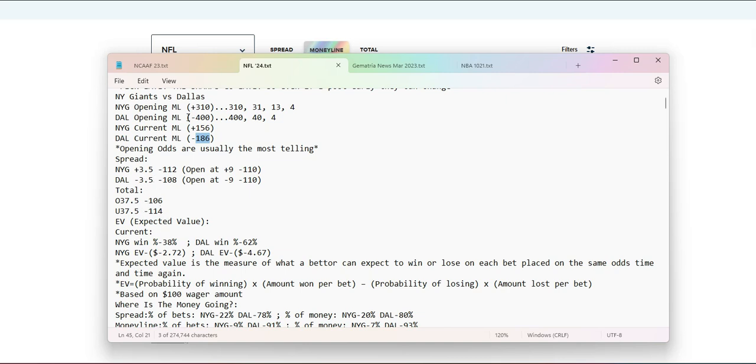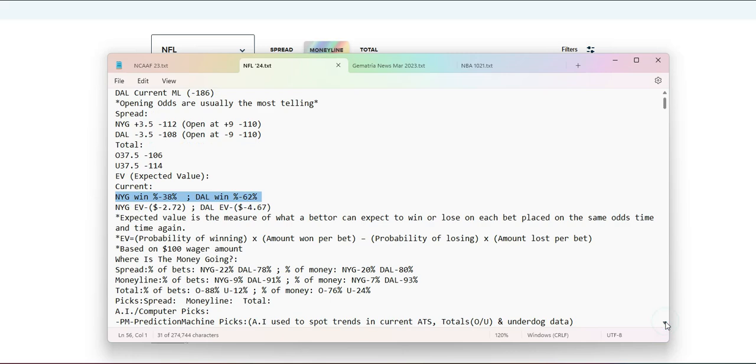All right, win percentage based off the plus 156, minus 186 for the Cowboys. That gives the Giants a 38% chance to win, and that gives the Cowboys a 62% chance to win. That also gives the Cowboys a negative $4.67 expected value. New York Giants expected value at minus 272.